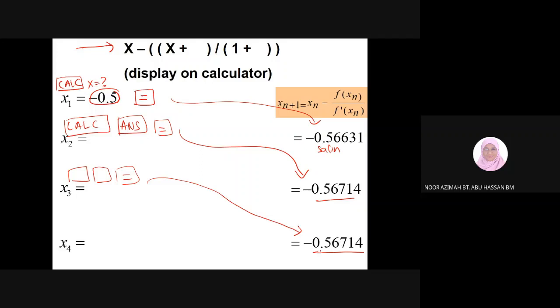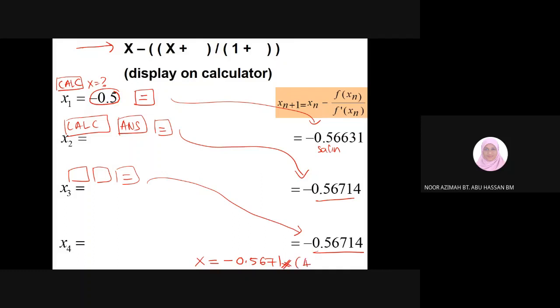Stop, and your final answer will be x equals, answered according to the requirement of the question, which indicates correct to 4 decimal places. So to 4 decimal places, our answer will be negative 0.5671.